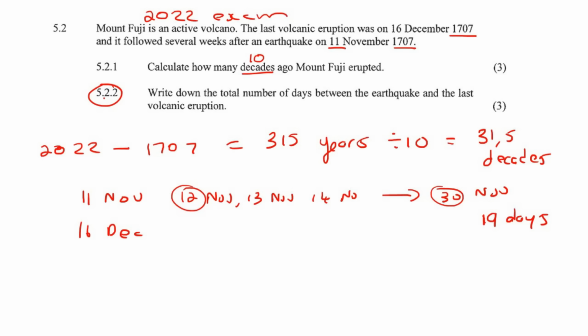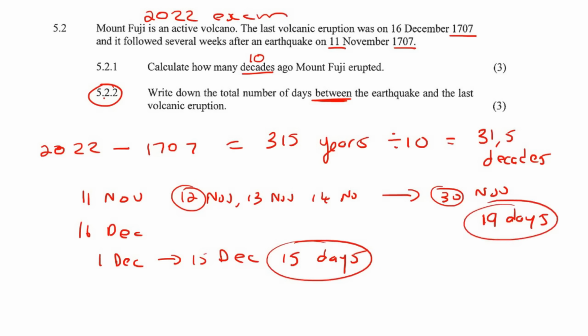Then we're going to go all the way from 1 December up to 15 December. We're not going to go up to 16 December because they said between. They didn't say including those days. So that's going to be another 15 days. So then if you say 15 days plus 19 days, that'll give you a total of 34 days.